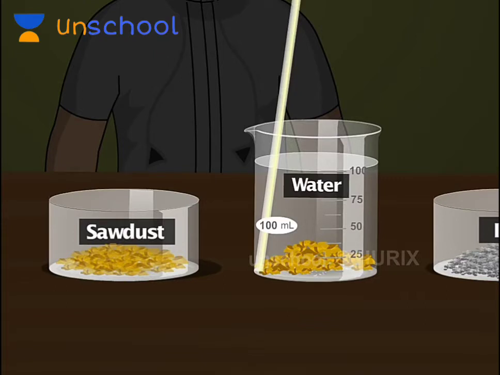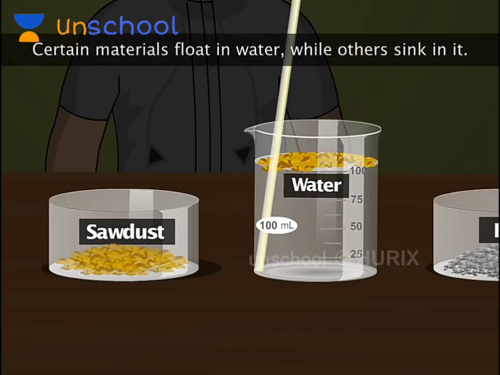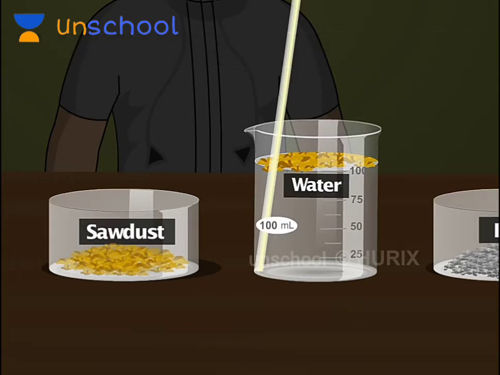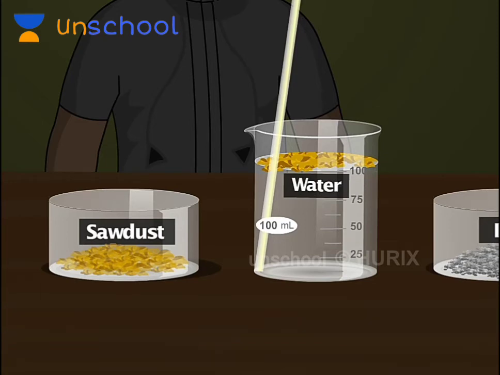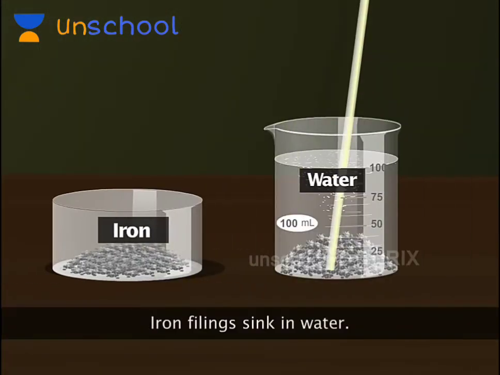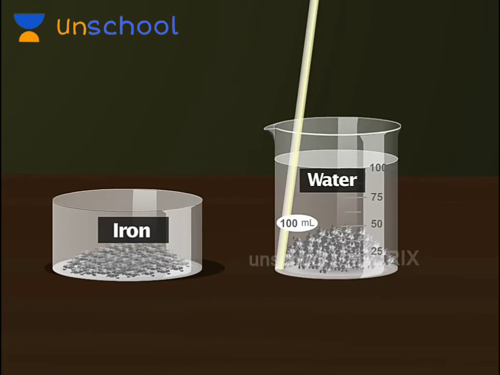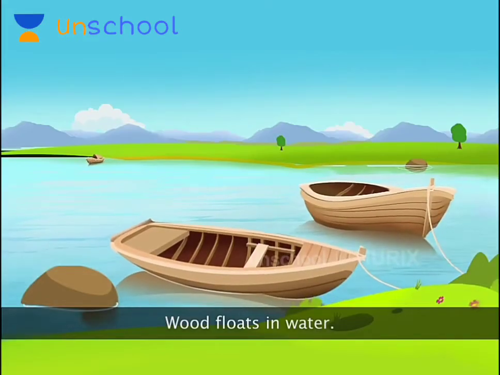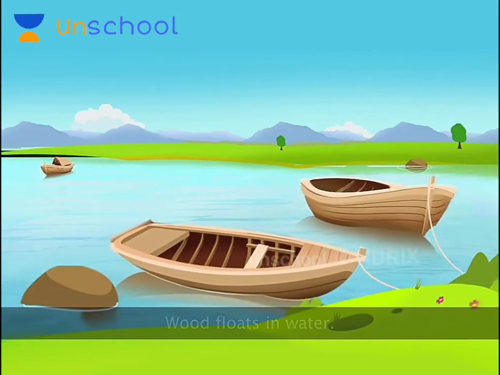Let's learn more about the behavior of materials in water. Certain materials float on water, while others sink in it. For example, sawdust floats on the surface of water, while iron sinks in water. As wood floats in water, it's used to make boats and rafts.